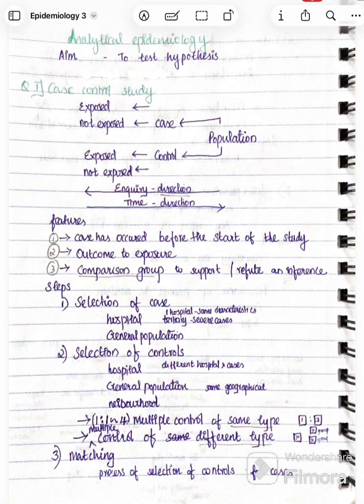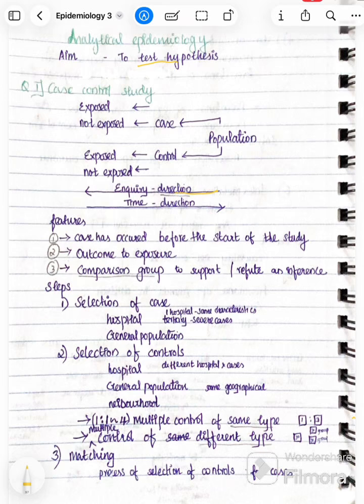The aim is to test the hypothesis. We already studied descriptive epidemiology. The aim was to form the hypothesis. Now we are going to test the hypothesis. Under analytical study, we are going to study in detail the case control study and cohort study.